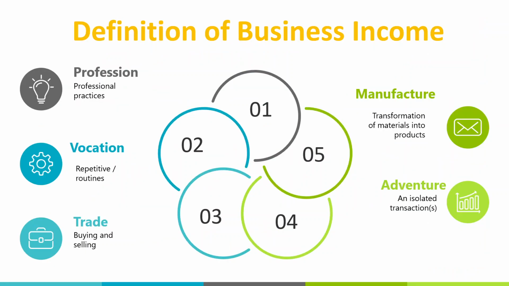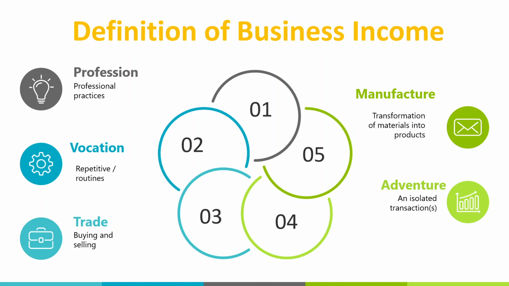Let's look at the definition of business income. Under section 2 of the ITA, it mentions that business includes profession, vocation, trade, manufacture, and adventure. What does it mean? Profession refers to professional practices such as lawyers, doctors, architects, engineers. Normally, in order to offer their services, they set up a business entity and sell their know-how and their expertise.